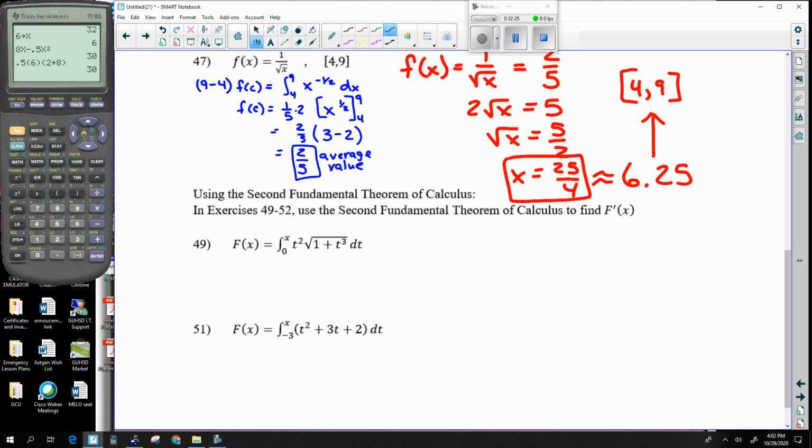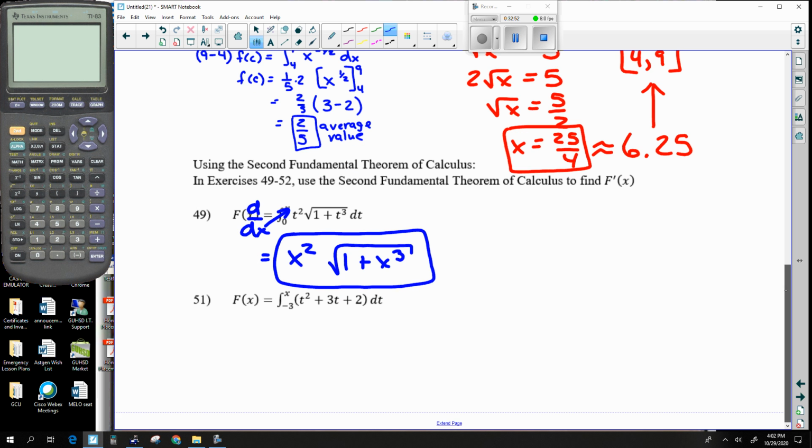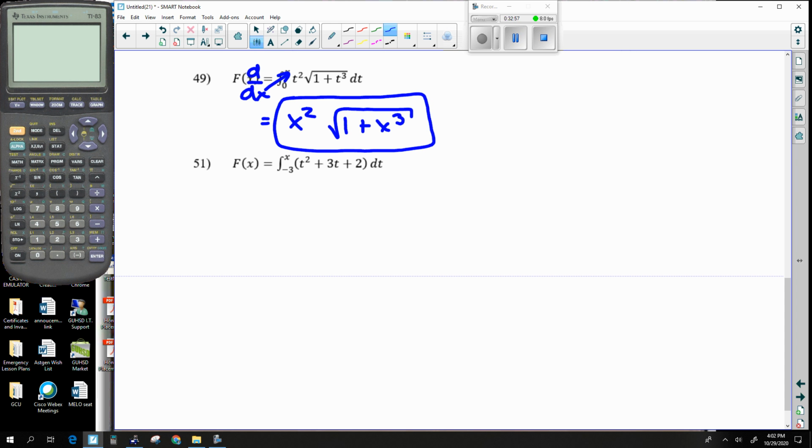Second fundamental theorem of calculus, that means when I take a derivative and it matches the top, all you have to do is replace the things with x's. And so we are finding f prime, which is the derivative of this f. So that's just straight up going to be x squared, square root of 1 plus x to the third. Again, the derivative of x, it matches that top, so we're good to go again.